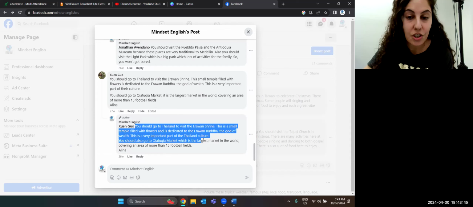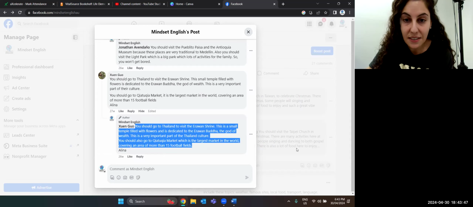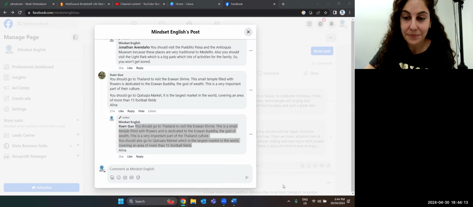And the last one, you should go to Thailand to visit the Erawan Shrine. This is a small temple filled with flowers and is dedicated to the Erawan Buddha, the god of wealth. This is a very important part of the Thailand culture. You should also go to Pattaya Market, which is the largest market in the world, covering an area of more than 15 football fields.